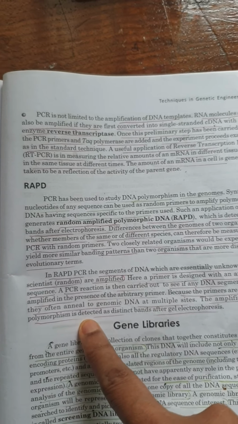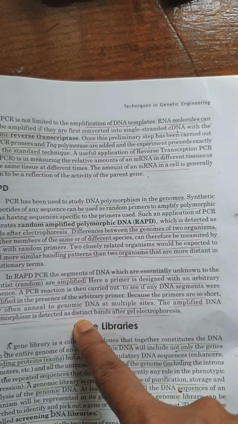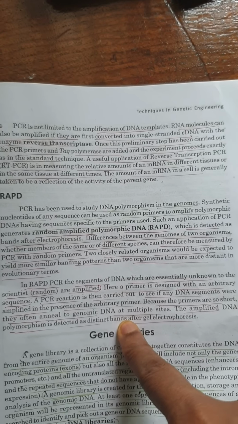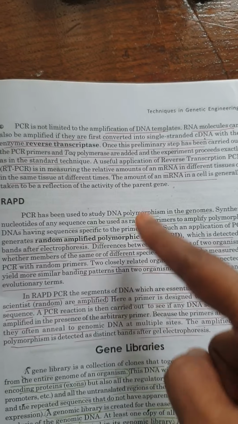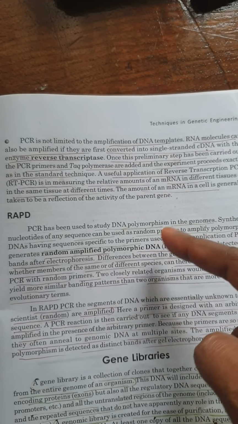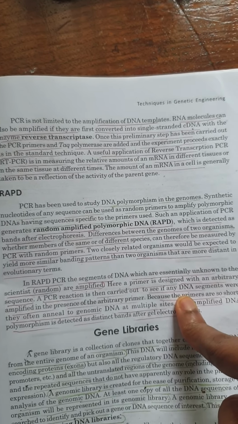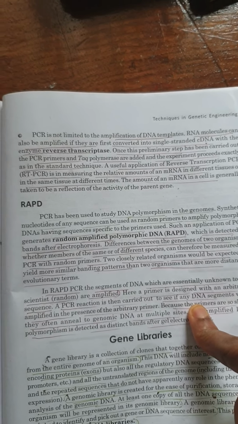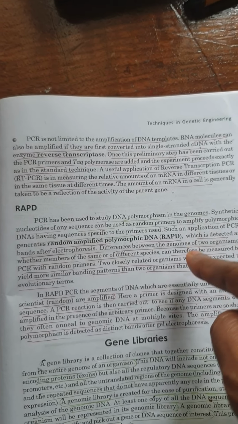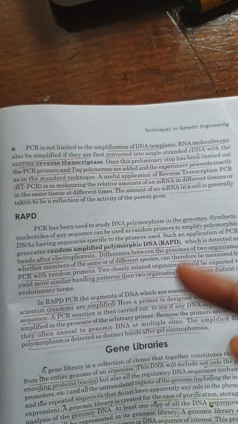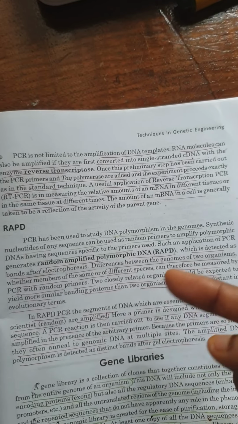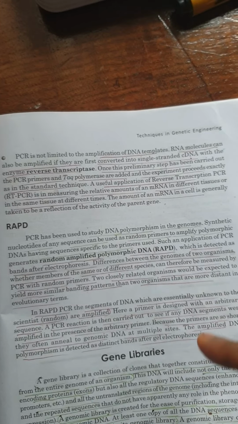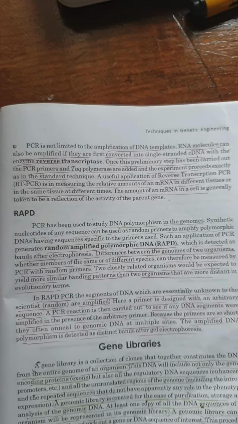DNA polymorphism is detected as a distinct pattern after gel electrophoresis, which we have discussed. So we can study the phylogenetic relationship between the different species, where one is unknown to the scientists. So we can identify an unknown species with this technique.